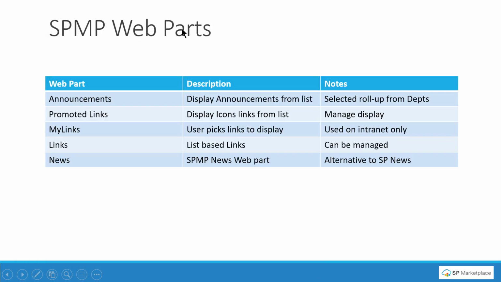Now, since modern SharePoint came out, we also had to put together some of our own web parts to make it complete. And so we have an announcements web part. Modern SharePoint does not have any announcements web part, and this one allows you to display from an announcements list. We have something called promoted links. This is different than the quick links web part in standard SharePoint, where you're actually putting links on the page. Promoted links actually displays links from a list, which allows you to actually manage the links.